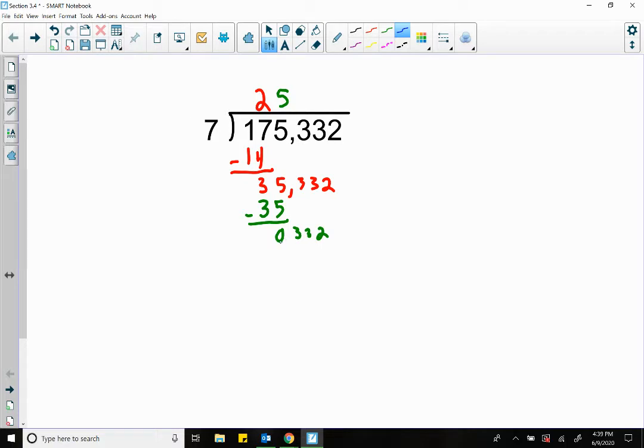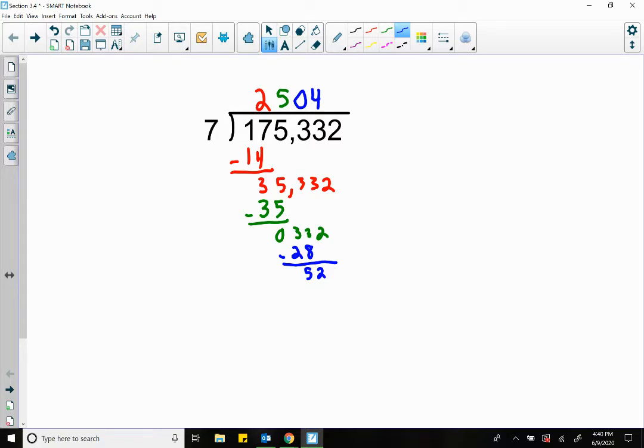Can 7 go into 0? No. Can 7 go into 3? No. So again, remember you have to have placeholders up here. Can 7 go into 33? Absolutely. It can go into 33 4 times. And 7 times 4 is 28. And then we subtract down. So remember that you do a little bit of carrying. 13 minus 8 gives us 5, and then the 2 comes down to make 52.